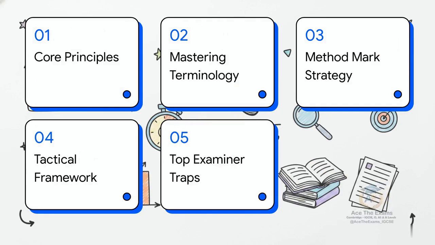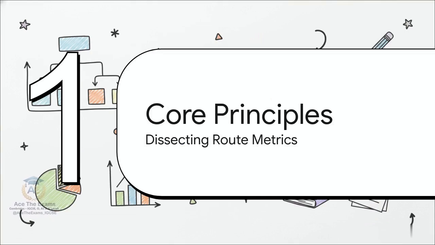So here's our battle plan for the explainer today. We have 5 specific checkpoints we need to clear to secure those top band scores. First, core principles. Second, mastering terminology. Third, the method mark strategy. Fourth, the tactical framework. And finally, checkpoint 5, top examiner traps. Let's initiate the run. Checkpoint 1, core principles.